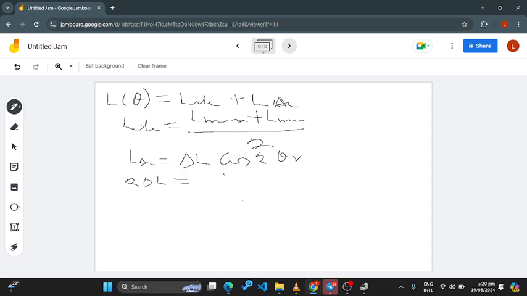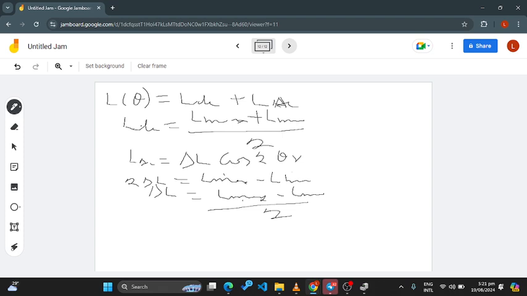So 2 times the peak should be equal to L maximum minus L minimum. Then the peak is L maximum minus L minimum, all divided by 2. So the DC part is the sum divided by 2. The peak is the difference divided by 2. This is doable, right?